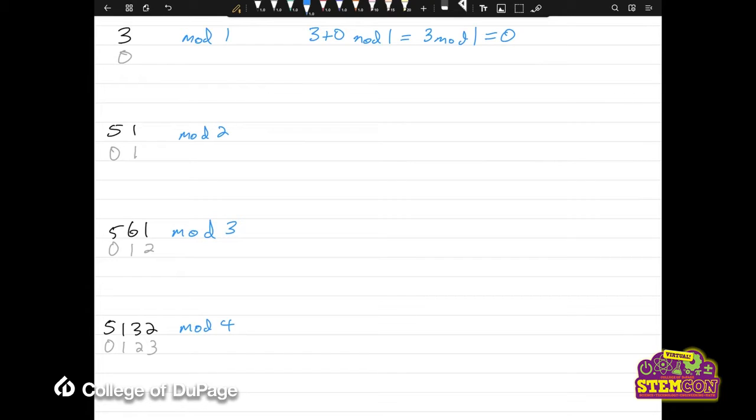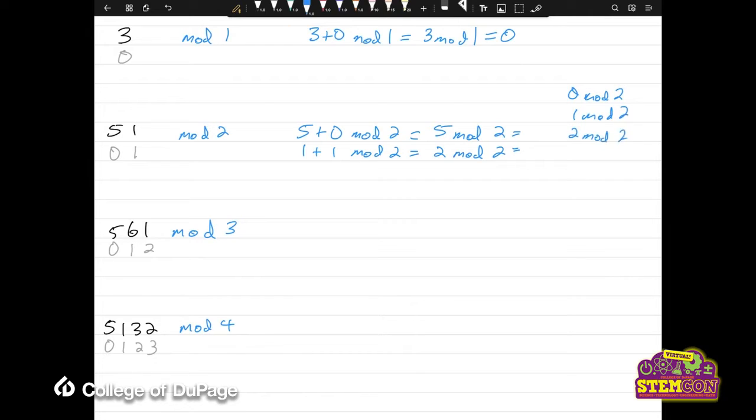Then with the second one, we would take 5 plus 0, mod 2, and 1 plus 1, mod 2. So that would be 5 mod 2, and 2 mod 2. And then we need to look at what the numbers are mod 2. So we have 0 mod 2, 1 mod 2, 2 mod 2, 3 mod 2, all the way up to 5, because that's one of the answers we need.